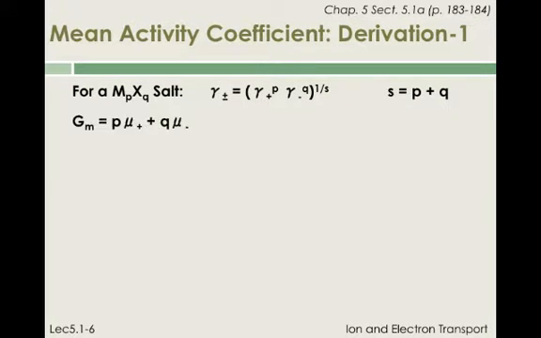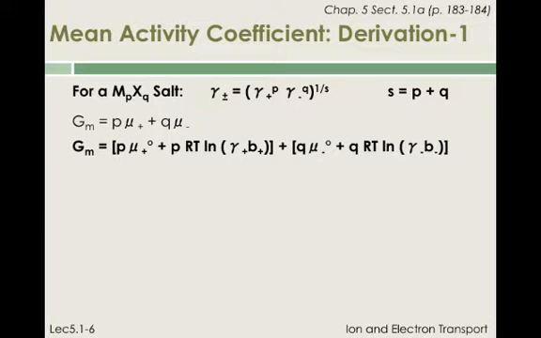We first write that the free energy G sub m for 1 mole of MpXQ salt dissolved in water is equal to the sum of P times the chemical potential mu plus for the cations and Q times the chemical potential mu minus for the anion, since there are P moles of cations and Q moles of anions per mole of salt. We then express the chemical potentials of the cation and anion in terms of their standard chemical potentials, mu0 plus and mu0 minus, and in terms of their respective molalities and activity coefficients.